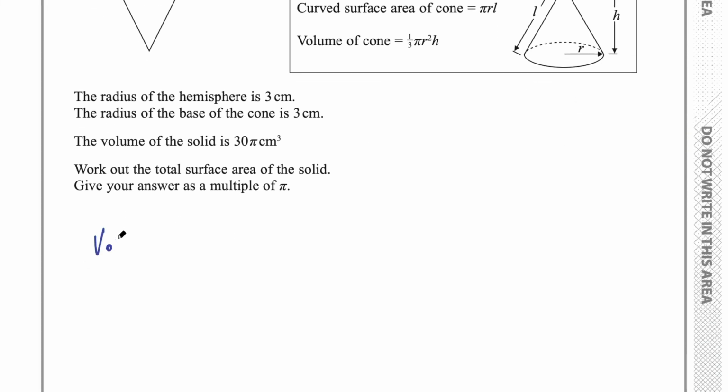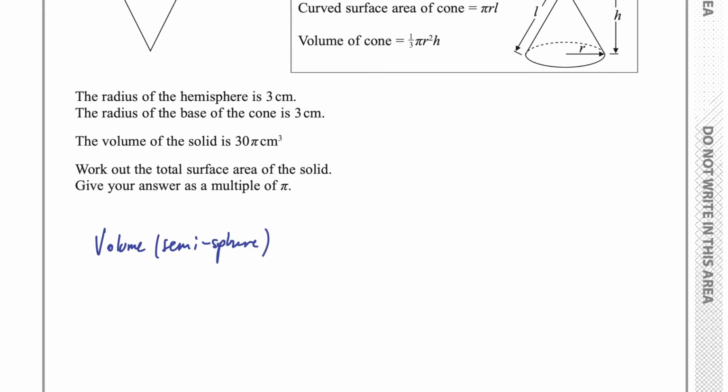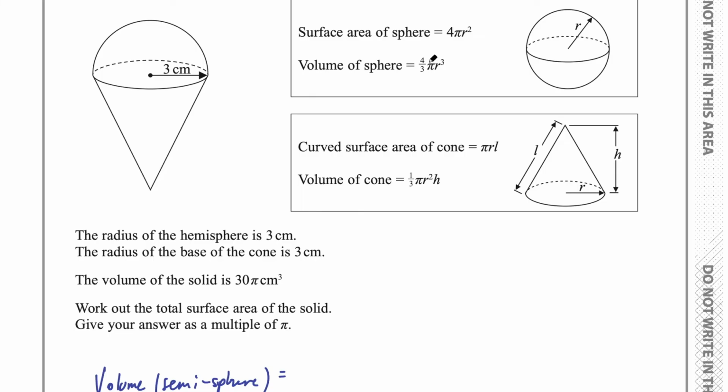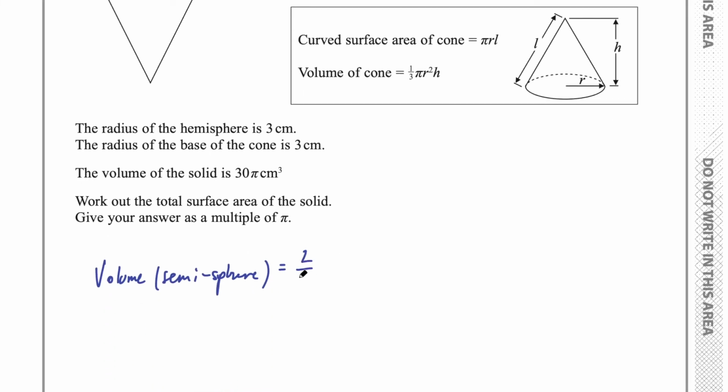So the volume of the semisphere is going to be 4 on 3 pi r cubed divided by 2. Another way of writing that is just 2 on 3 pi r cubed. So that's the volume of half of a sphere. Substituting the radius for that, 2 on 3 pi 3 cubed is 27. But then we can straight away divide it by 3 again. So 27 divided by 3 is 9. 9 times 2 is 18. So my final answer for the semisphere volume will be 18 pi.